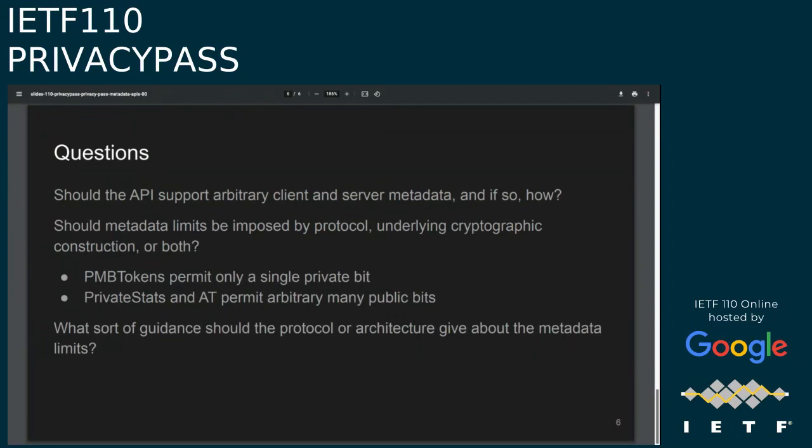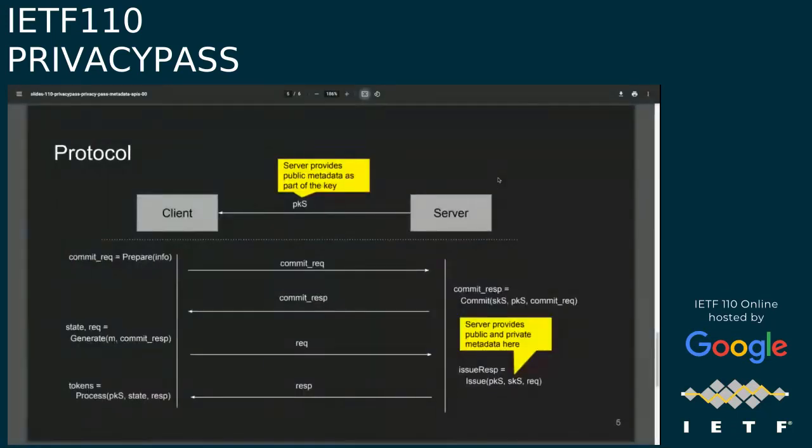The additional round trip that you saw, if you can go back to the protocol, Joe, the additional round trip for the commit request is skipped entirely for the VOPRF case. It would be skipped entirely for the PMB token case and whatnot. It's only there to accommodate cryptographic protocols that require more than 2 messages to actually mint tokens, which is the case for things like blind Schnorr and whatnot.